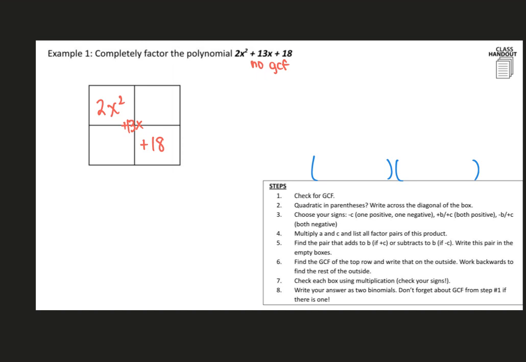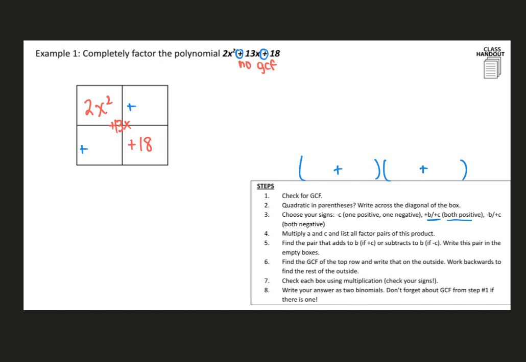So in this problem, I have a positive C and a positive B. So if B is positive and C is positive, that means my signs are both going to be positive. Okay, that also means that these are both going to be positive here. The numbers I pick are both going to be positive.